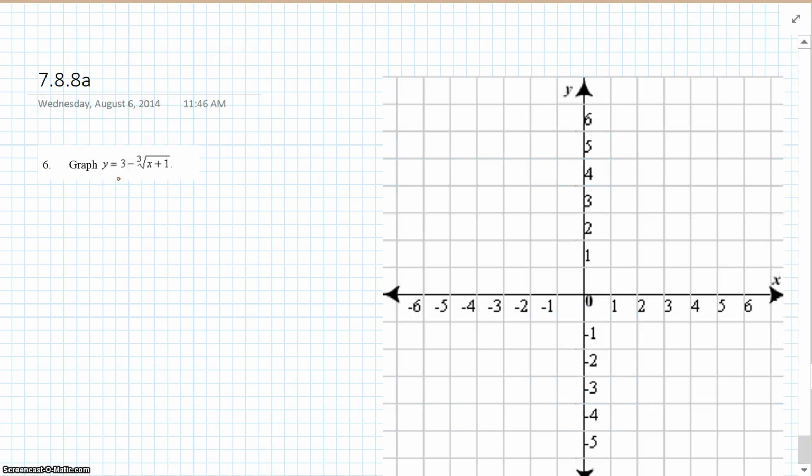Let's look at the next example. So I've got y equals 3 minus the cube root of x plus 1. So this is going to translate 3 units up, 1 unit to the left, and the parent function is y equals the negative cube root of x. So let's graph y equals the negative cube root of x.